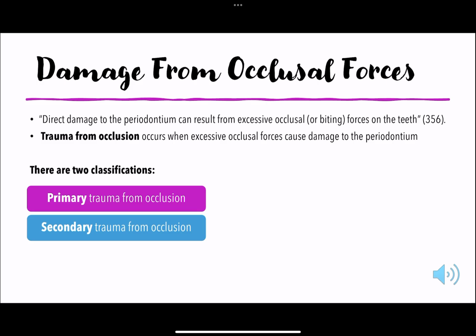Another local contributing factor that can cause direct damage to the periodontium is damage from occlusal forces. Direct damage to the periodontium can result from excessive occlusal forces on the teeth. Trauma from occlusion occurs when excessive occlusal force causes damage to the periodontium. There are two classifications: primary trauma from occlusion and secondary trauma from occlusion.